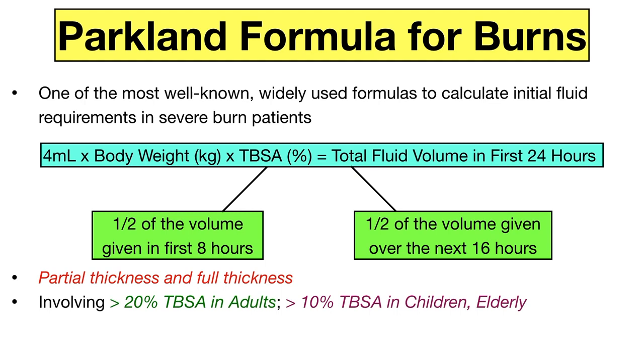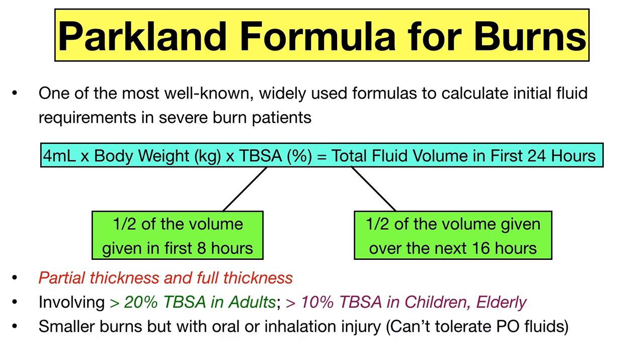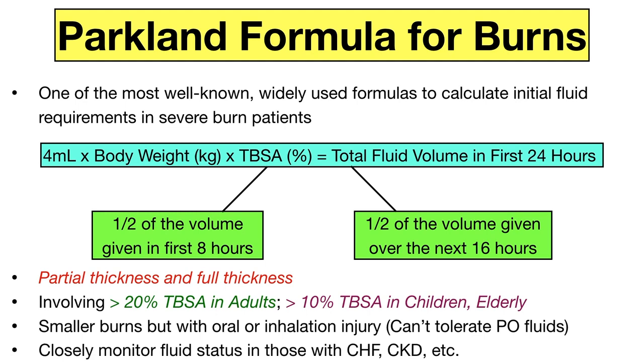Burns involving a total body surface area less than that typically don't cause massive fluid shifts, and the patient can usually tolerate fluids by mouth. But that's not to say the patient still won't need IV fluids, and the Parkland formula still may need to be used. The Parkland formula can also be used in those with smaller burns but have injuries to the mouth or inhalation injuries that would prevent them from tolerating fluids by mouth. Those with heart failure, kidney disease, or other comorbidities that may affect fluid resuscitation should have their volume status closely monitored.